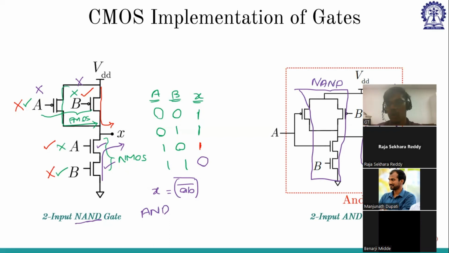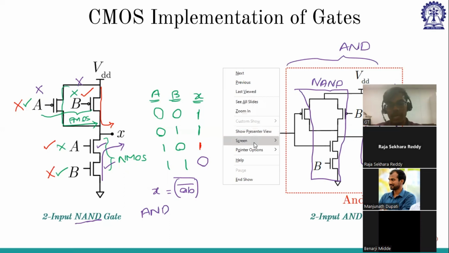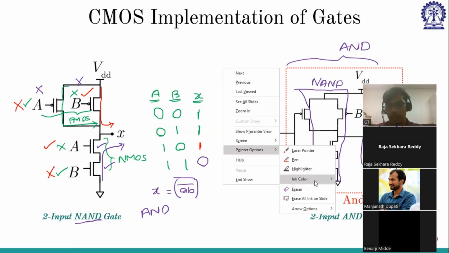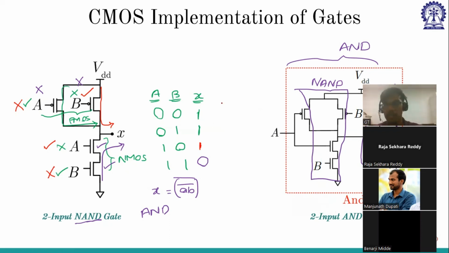And this is NOT. So the overall implementation is an AND gate. So how many transistors do we need for the implementation of a 2-input AND gate? So this is 1, this is 2, this is 3, this is 4, this is 5, this is 6. So for CMOS implementation, the number of transistors that we need is 6.